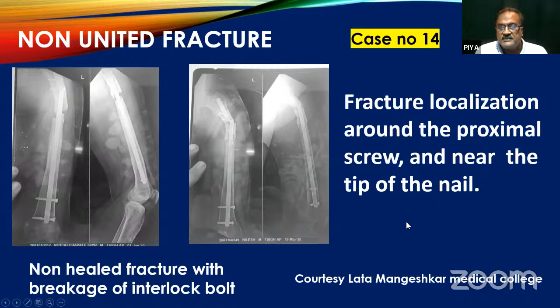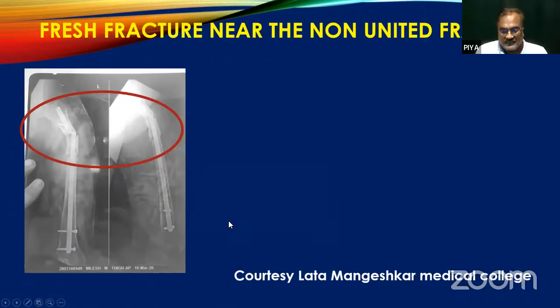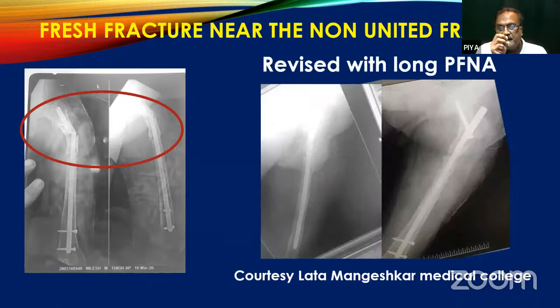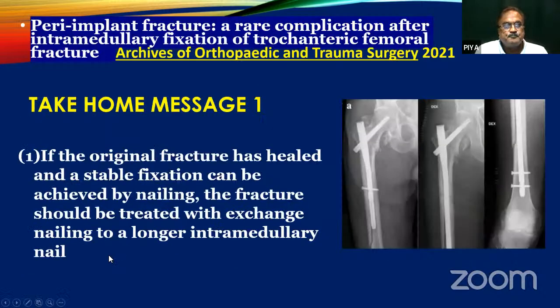And this is a fracture taken from one of my colleagues from the Lata Mangeshkar. And you can see here how this fracture was treated by long PFN and bone grafting. And this fracture has united. So peri-implant fractures are a rare complication after intramedullary fixation of trochanteric femoral fracture.